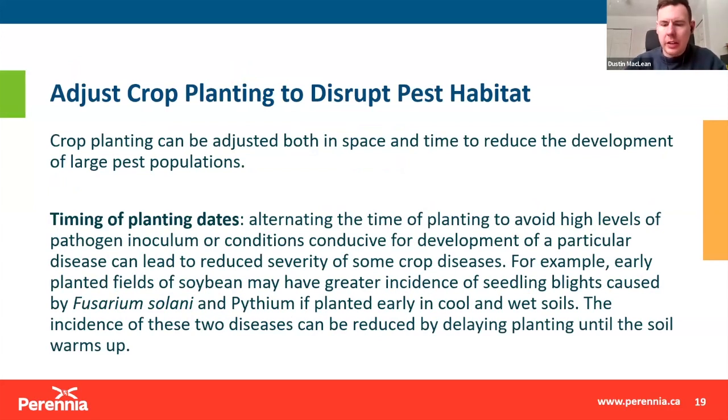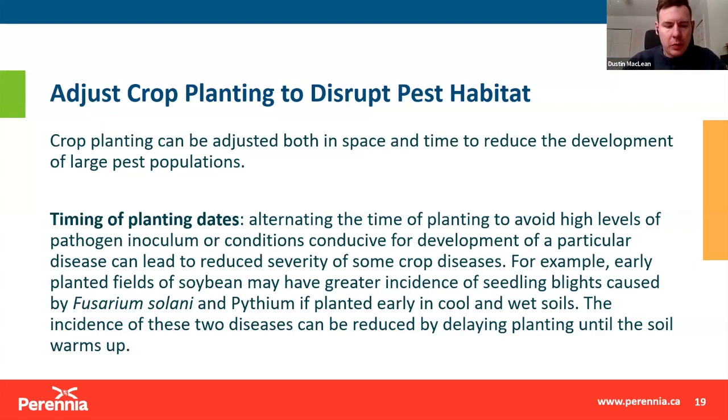Adjust crop planting to disrupt pest habitat. Crop planting can be adjusted both in space and time to reduce the development of large pest populations. Alternating the time of planting to avoid high levels of pathogen inoculum or conditions conducive for development of disease can lead to reduced severity of some crop diseases.